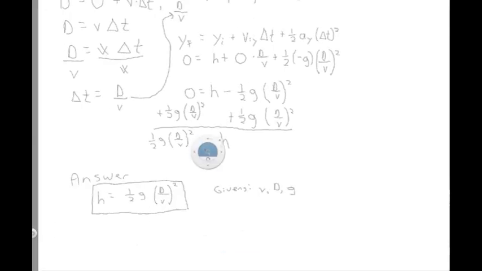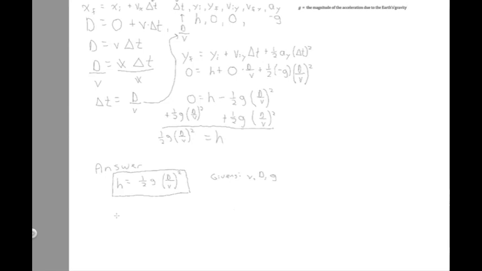D is positive because it stands for a distance. And v is also positive because it also stands for a magnitude, the magnitude of the initial velocity. So since all those symbols are positive, this answer came out positive. Our math told us that h is positive. And that makes sense. It makes sense that h should be positive.